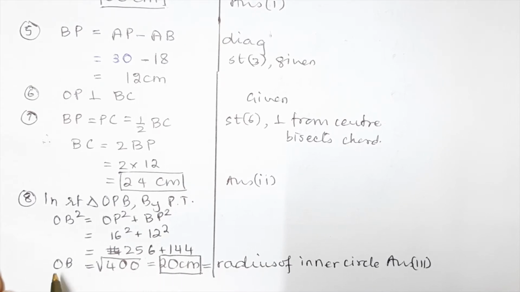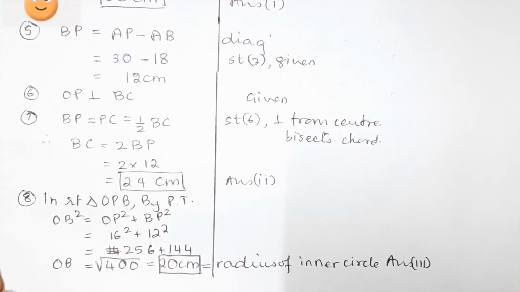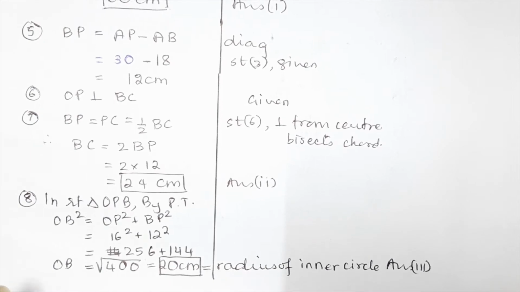Add them, you get 400. OB will be under root that, which will be 20 centimeter, which is the radius of the inner circle, and that is our answer 3. That finishes our question 5.